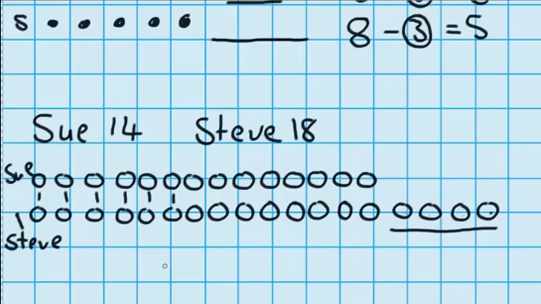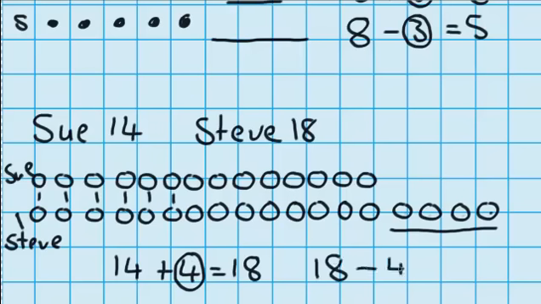Well, we could record that like this. Sue's 14 counters plus 4 more counters, which would be these ones up here, would equal Steve's 18. Or I could have recorded it like this. Steve's 18 counters minus those 4 counters would give me Sue's 14. So I could record that as either an addition question, 14 plus 4 equals 18, or as a subtraction question, 18 minus 4 equals 14.